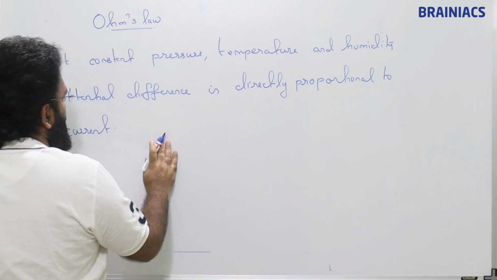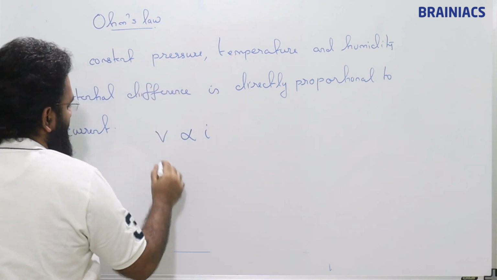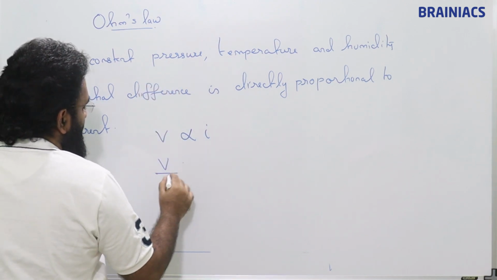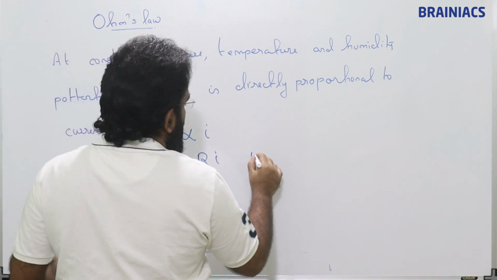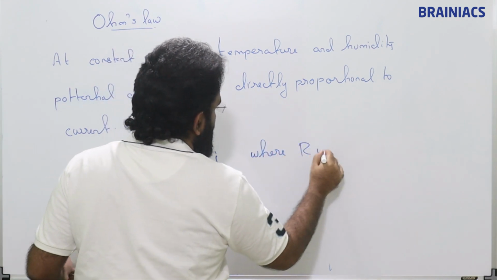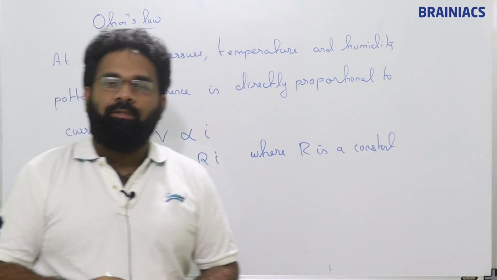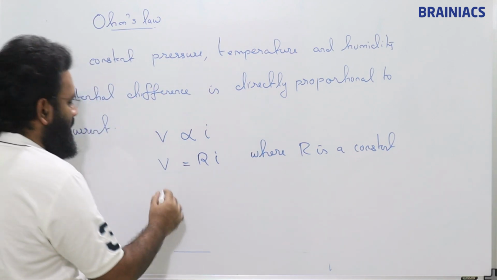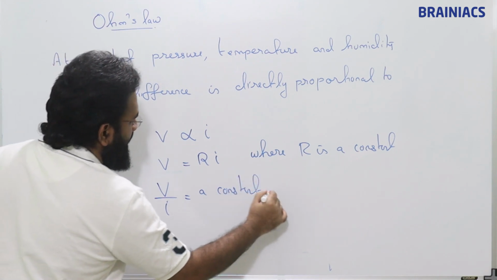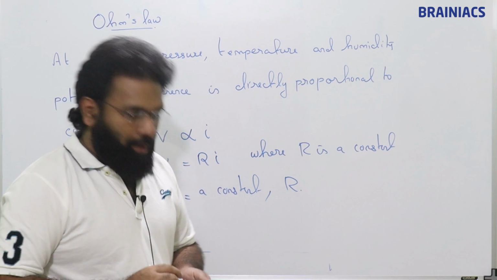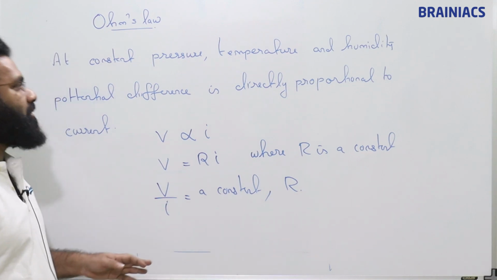And we can say V is directly proportional to current, and V is equal to R into I, where R is a constant. Resistance is a constant. So V by I is equal to a constant, which is nothing but resistance R. So in Ohm's law the resistance must be constant. This is the condition for Ohm's law.